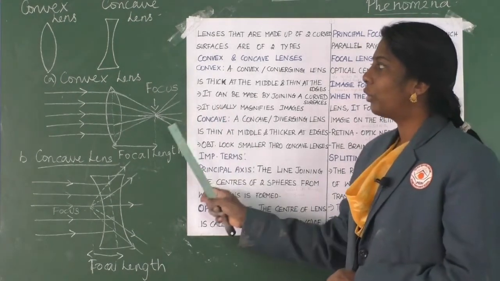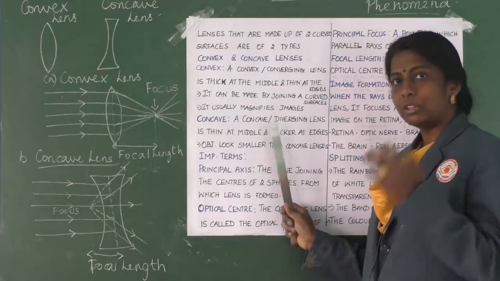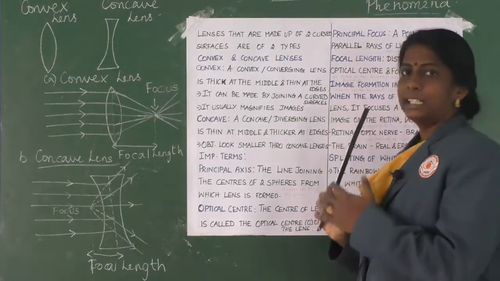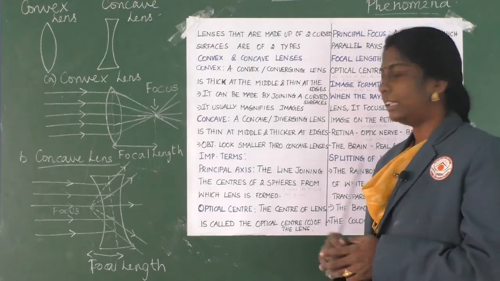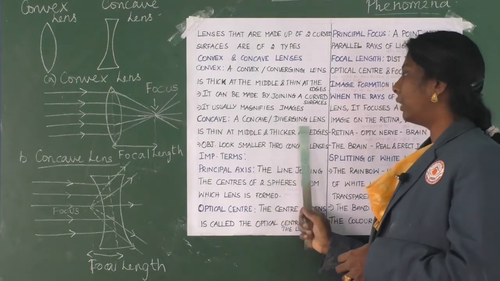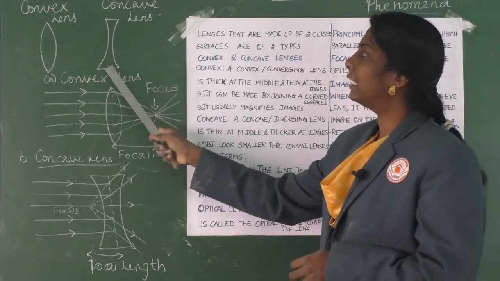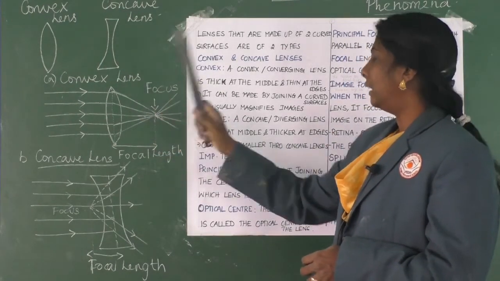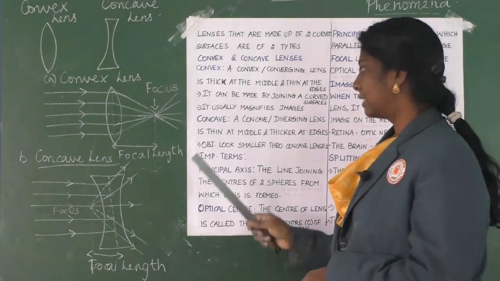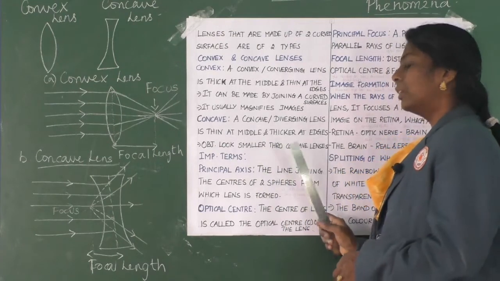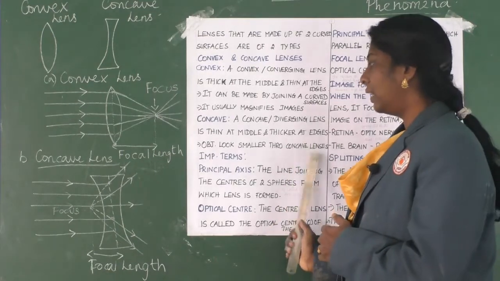Next thing is about concave. Concave is also known as a diverging lens. A concave or diverging lens is thin at the middle and thicker at the edges. Objects look smaller through concave lenses.